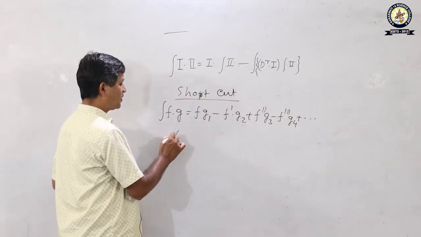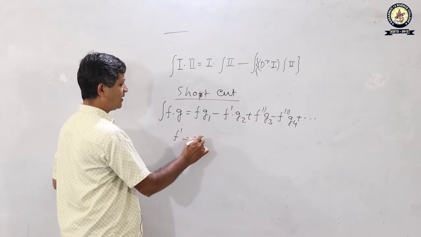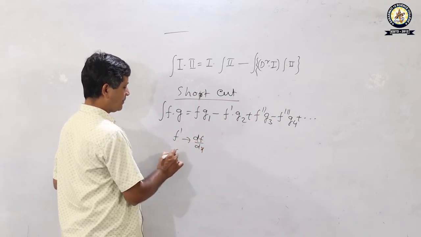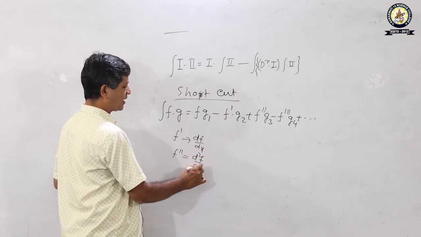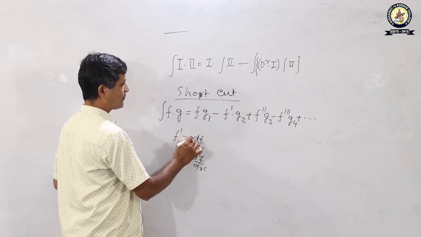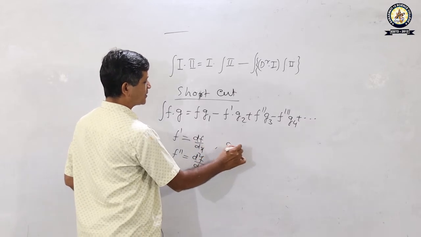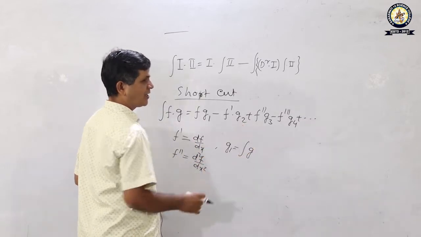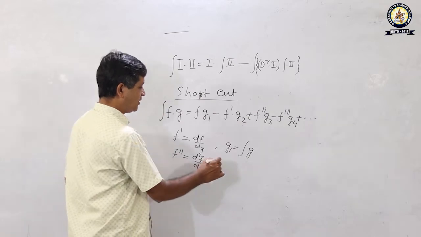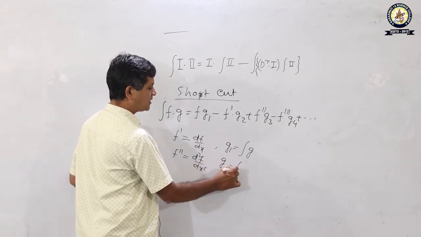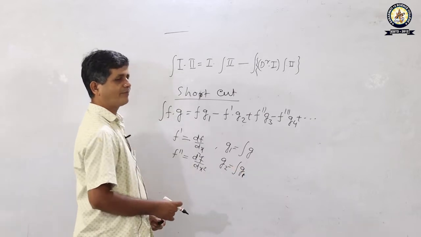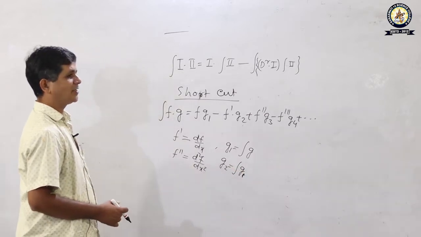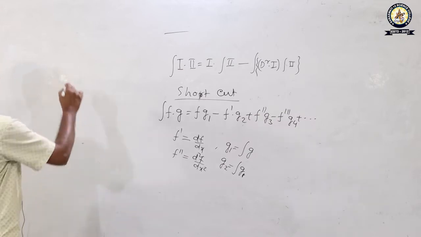F dash stands for the derivative of f, df by dx. F double dash stands for d square f by dx square. Similarly, g1 stands for the first integration of g. g2 stands for its second integration of g, or the first integration of g1, and so on. Let us come to an example for this.